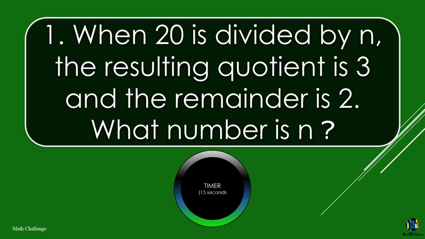1. When 20 is divided by n, the resulting quotient is 3 and the remainder is 2. What number is n?